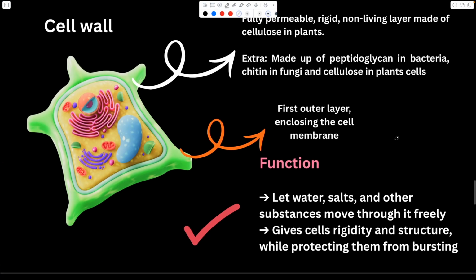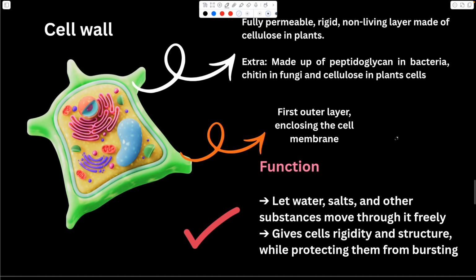So what is cell wall? Cell wall is fully permeable. What does fully permeable mean? It means all the substances can pass through it. It could be ions, proteins, amino acids, vitamins, or other substances. It is made up of a non-living layer. So this layer is not living. It is made up of cellulose.